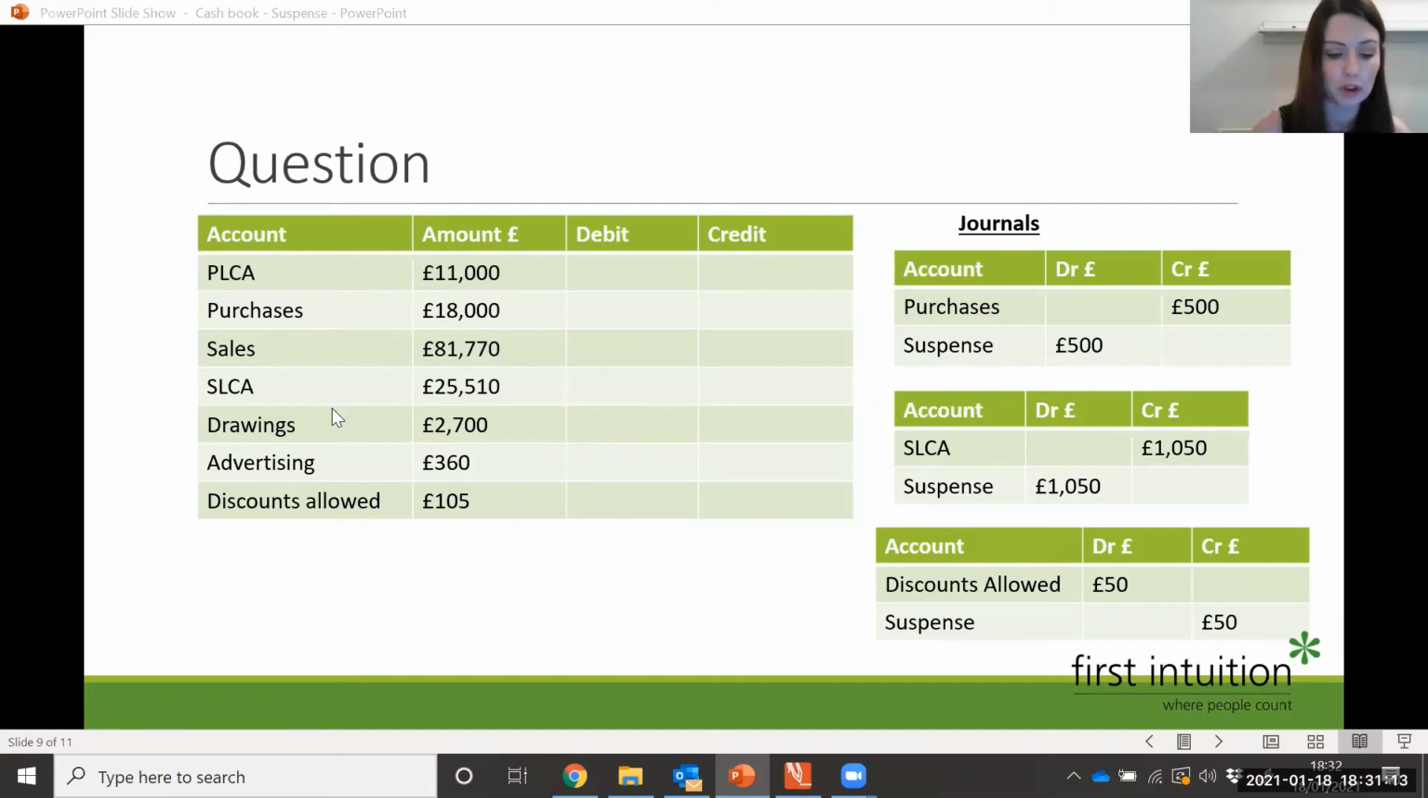Okay, drawings 2,700. Would that be a debit or a credit? Yeah, excellent, it falls on the debit side. What about advertising of 360? Excellent, because it's an expense. And discounts allowed is 105, and then it's telling us to debit discounts allowed £50 in the journals. So what will the balance be and what side will it be on, debit or credit? Yeah, debit balance. Excellent. And what will the amount be? Yeah, it'd be 155. So it'll be 105. Discounts allowed is an expense, it's a debit. The journal is also for a debit, so we'd add the £50 on. Good.